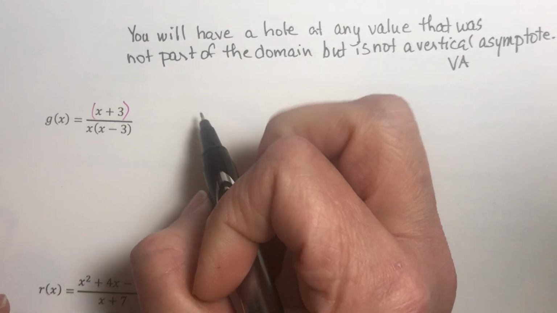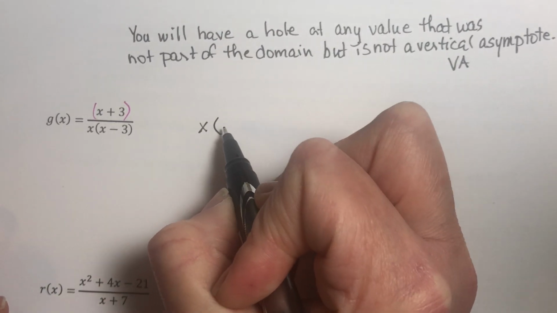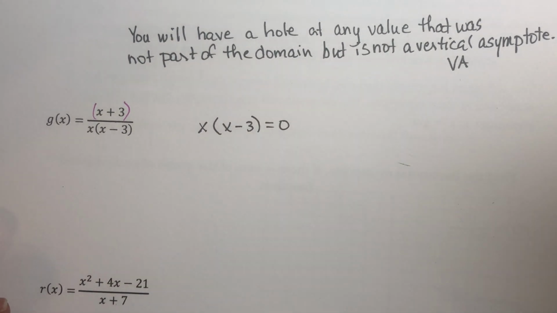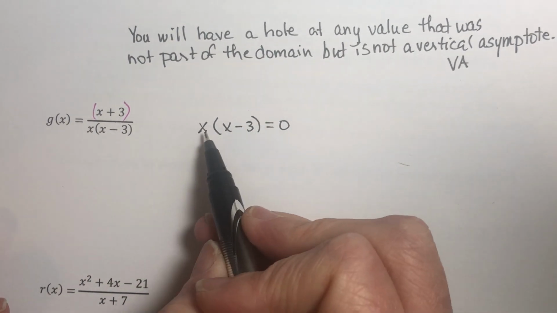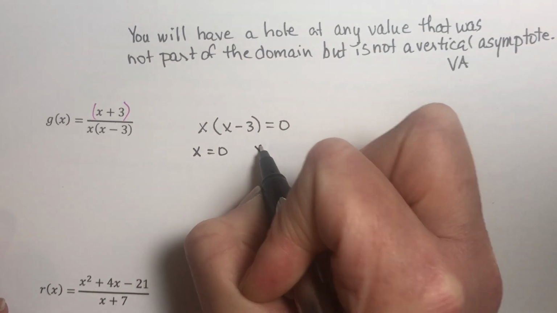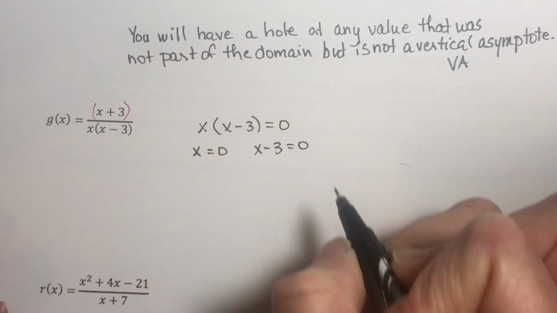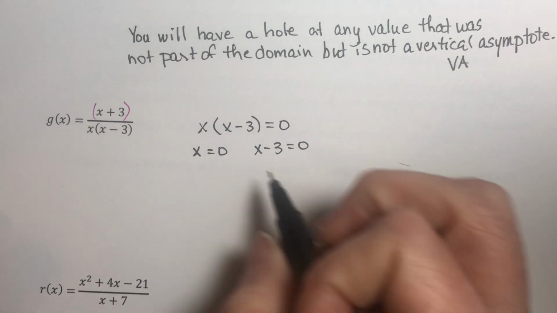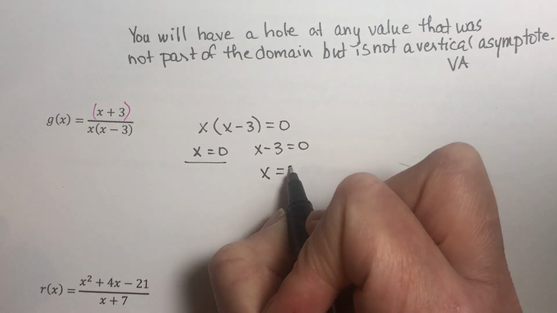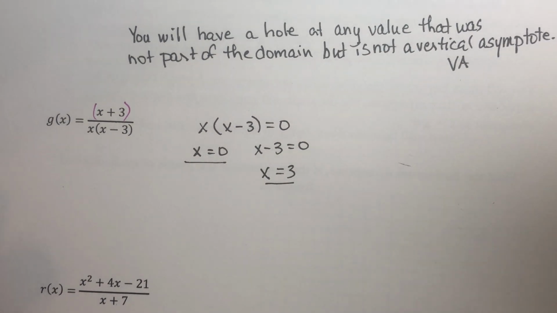So I set the denominator equal to 0. Okay, now it's factored equal to 0, so you split it up, x equals 0, or x minus 3 equals 0. So x equals 0 is one vertical asymptote, and then x equal to 3 is another. So this particular problem had 2. Okay.